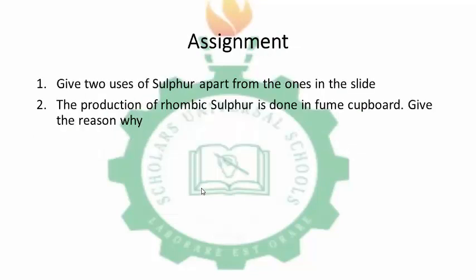Now, this is just a practice question for you guys, and this is where I'm going to stop today on our lecture on sulphur.